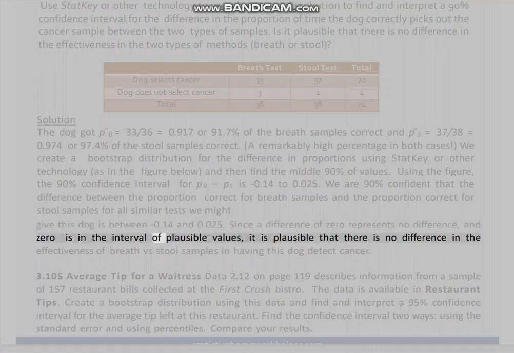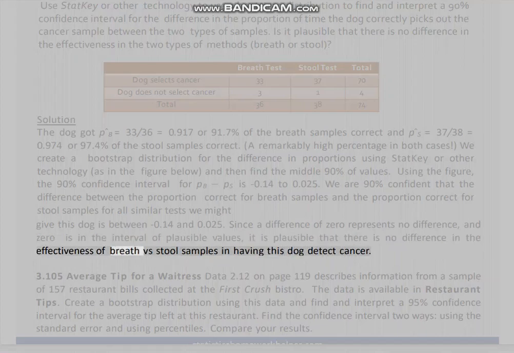0 is in the interval of plausible values, so it is plausible that there is no difference in the effectiveness of breath versus stool samples in having the dog detect cancer.